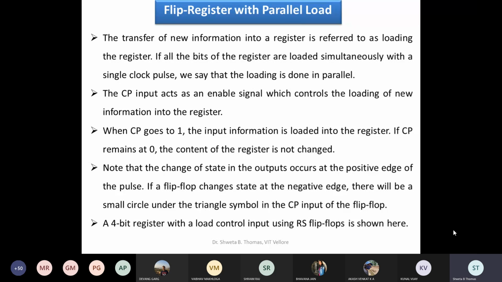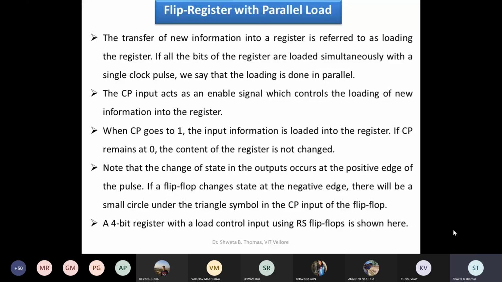When CP goes to 1, the input information is loaded into the register. If CP remains 0, the content of the register is not changed. Note that the change of state in the output occurs at the positive edge of the clock pulse. If the flip-flop changes state at the negative edge, there will be a small circle and the triangle symbol at the CP input of the flip-flop.